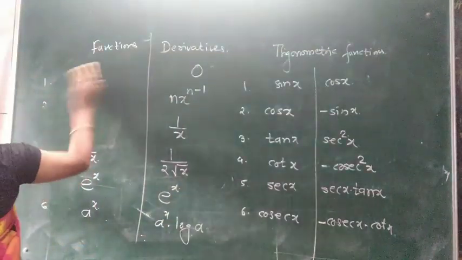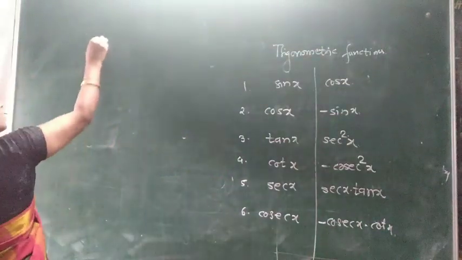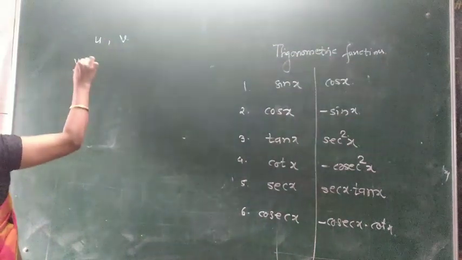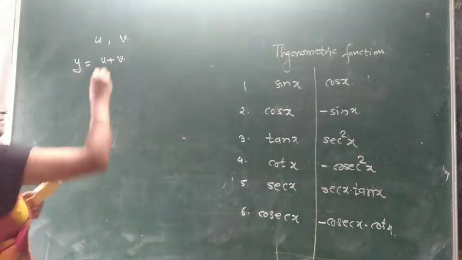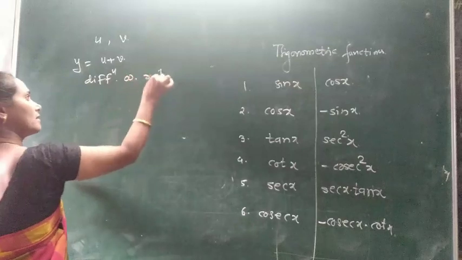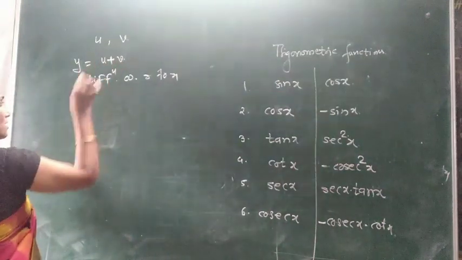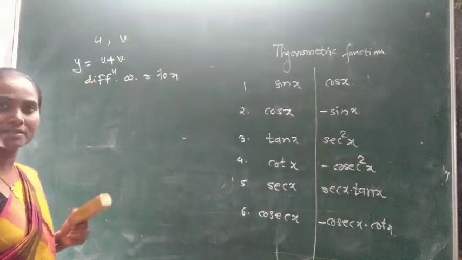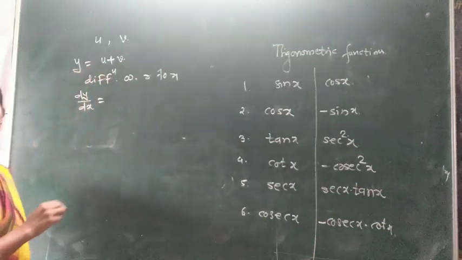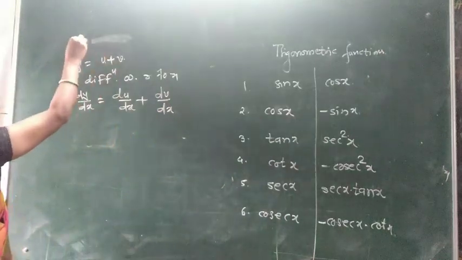Now we have to see the rules of differentiation. If we have two functions u and v, both differentiable functions of x, and y is equal to u plus v, where we have addition between the two functions, then y, u and v are all functions of x, so we differentiate with respect to x. dy upon dx is equal to du upon dx plus dv upon dx. This is the rule for addition.